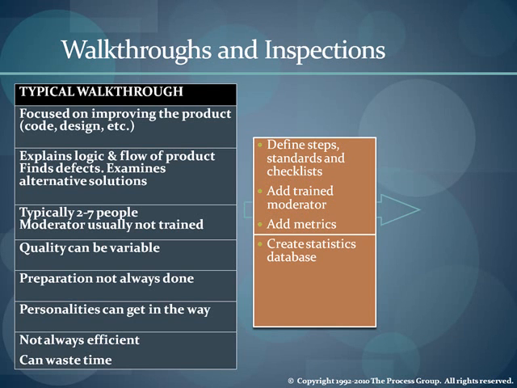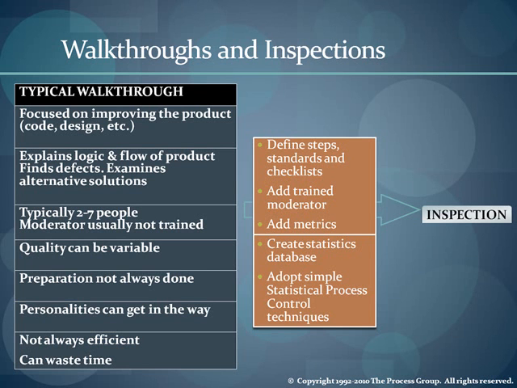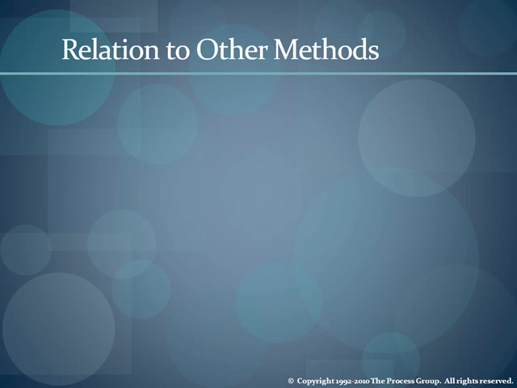We could create a statistics database to record and store the data. We could actually, longer term, adopt simple statistical control to filter the data, understand really kind of what it's telling us, what is noise, and what is the essence of the inspection result. But that will be a far more detailed analysis than we will discuss in the class. And these three things at the top primarily give us an inspection process based upon our initial walkthrough definition.